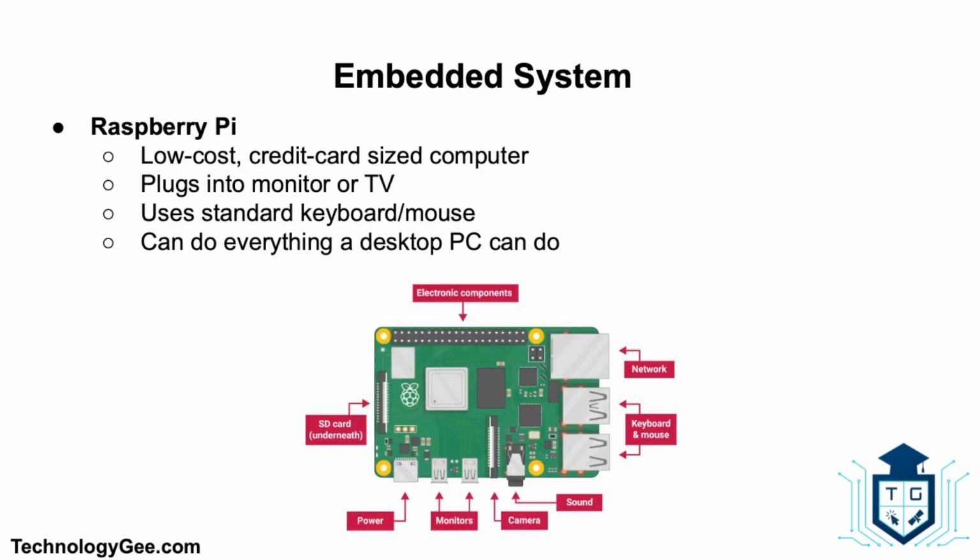A few embedded systems that you need to know for the CompTIA Security Plus 601 certification exam are the following. The first one is called a Raspberry Pi, and this is a low-cost credit card-sized computer that plugs into a computer monitor or TV and uses a standard keyboard and mouse. It's capable of doing everything a desktop computer can do, from browsing the internet and playing high-definition video to making spreadsheets, word processing, and playing games.